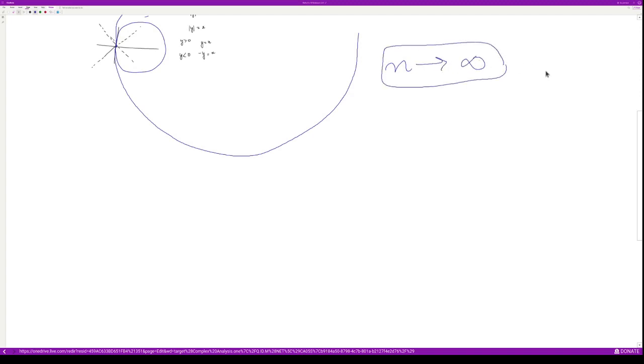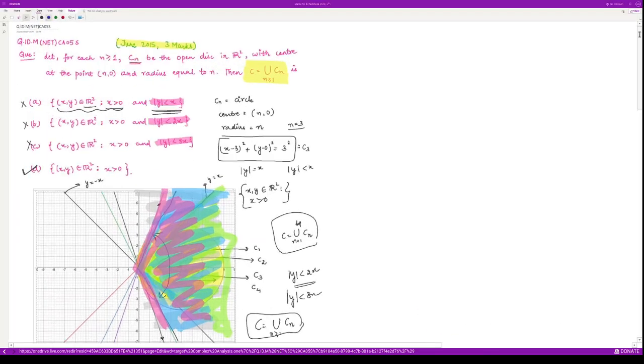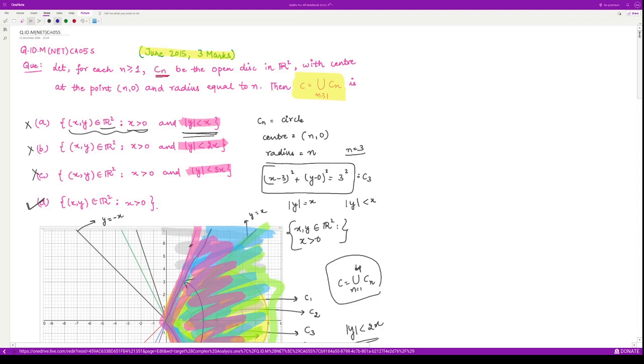So that is the idea for this question, and thus we can answer it very quickly, saying that option D is the correct option for this question.